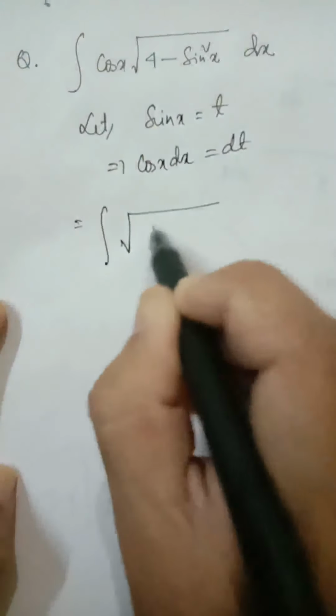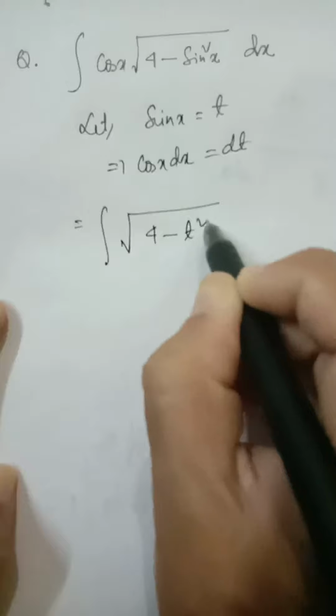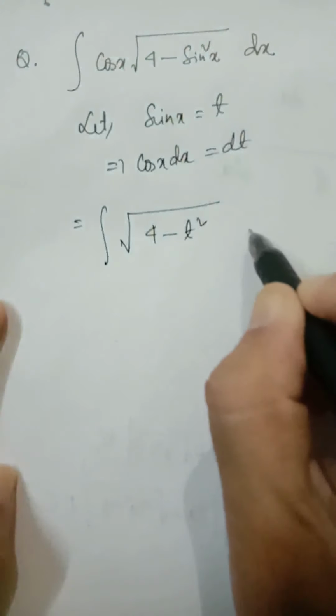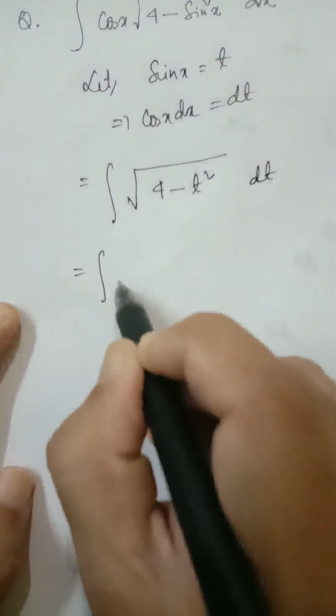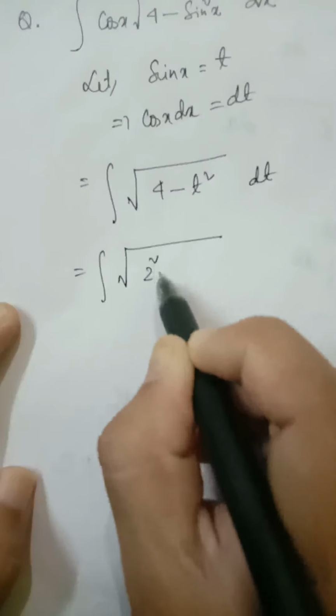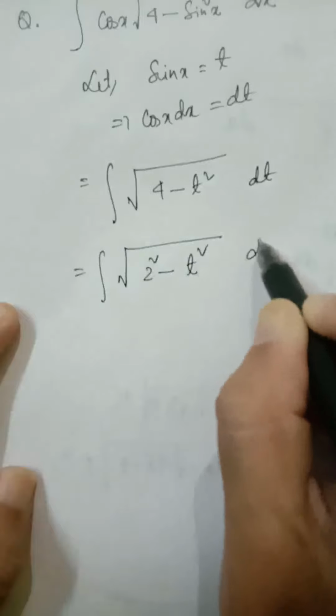and the given integral will change to root over 4 minus t square, cos x dx is dt. Now root over 4 minus t square is root over 2 square minus t square.